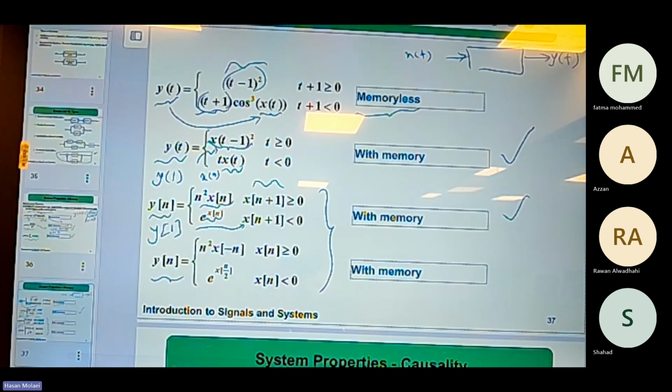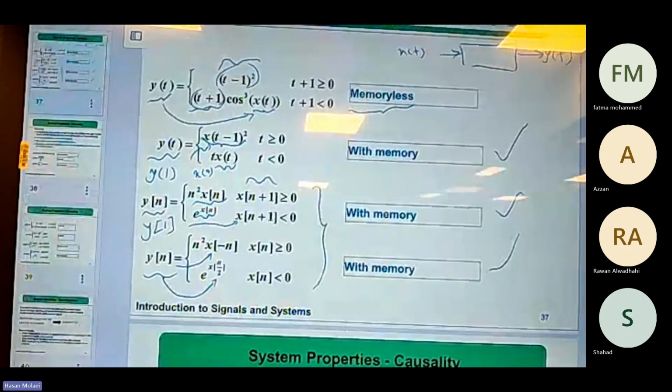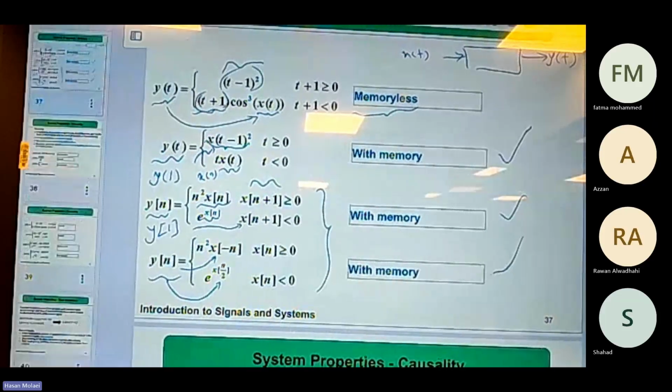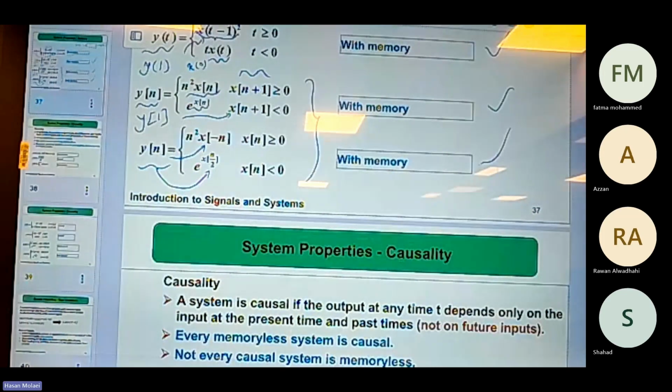How about here? y depends on this one or this one. They are not even the same time. So that's with memory. Is it clear? If it is within the same time and previous time, then it has memory. Otherwise, it is based on the future.